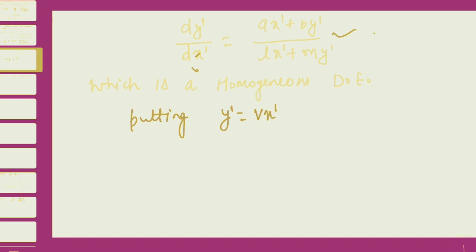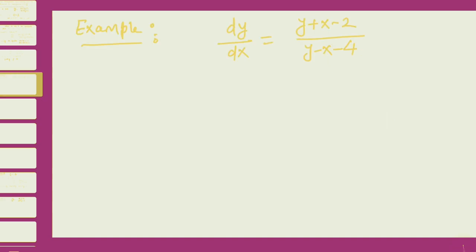So in the previous lecture I discussed the homogeneous differential equation and how we can solve it. We will put y' equal to vx' and follow the same process as in the previous lecture. Okay, so I am taking an example to show how we can solve this differential equation. The example is dy/dx equal to (y plus x minus 2) divided by (y minus x minus 4).